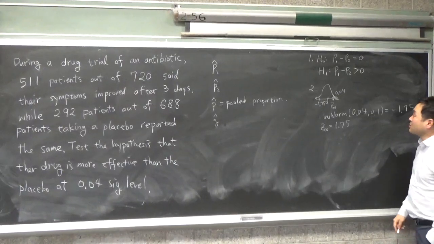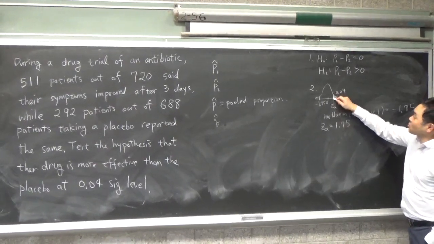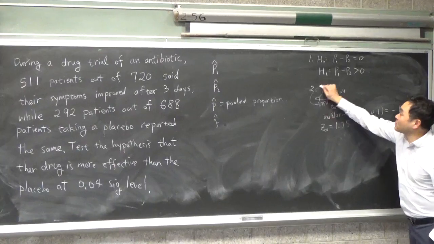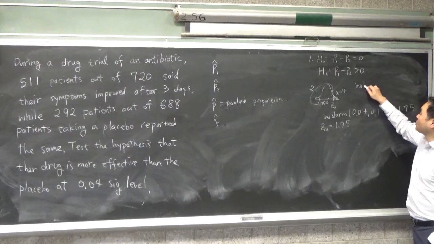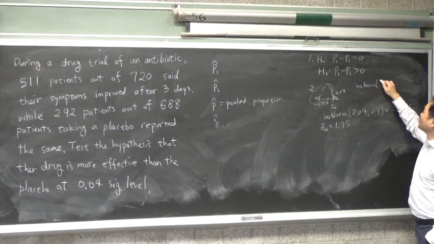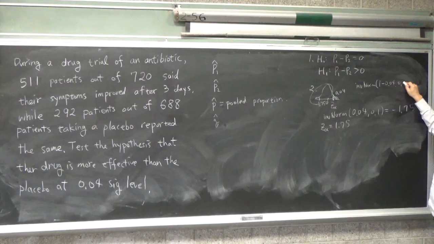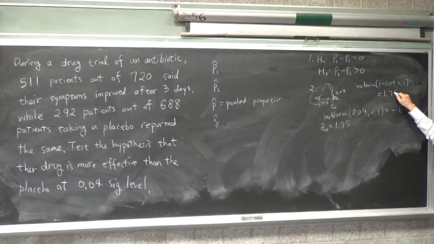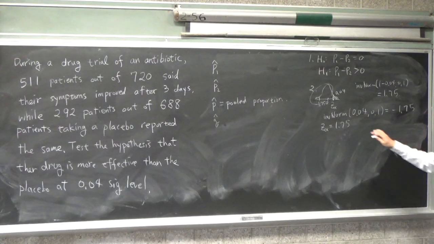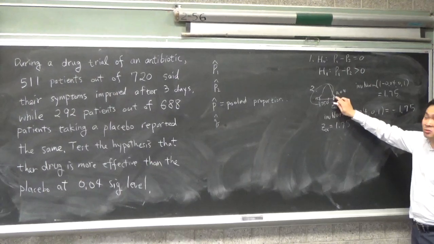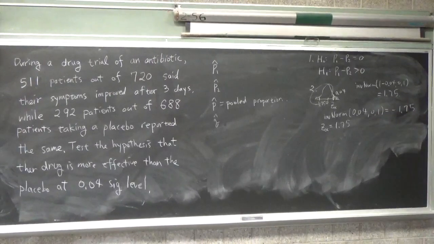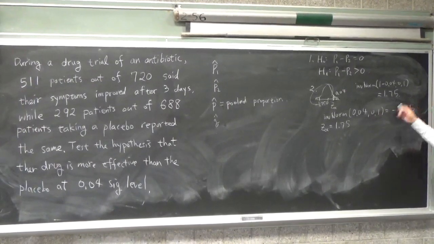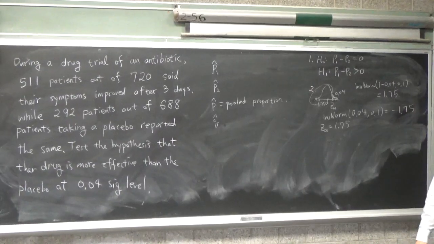Or another way to do it: if this is your critical value and this is 0.04, what's the area to the left of Z alpha? 0.96. So you could also do inverse norm of 1 minus 0.04, and you just get 1.75 that way. If you understand that what we are looking for is the critical number that produces the correct area, then you should understand why these two both give you the same answer. Either way, Z alpha equals 1.75.